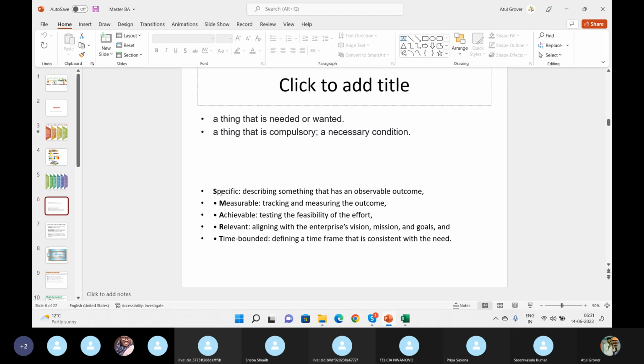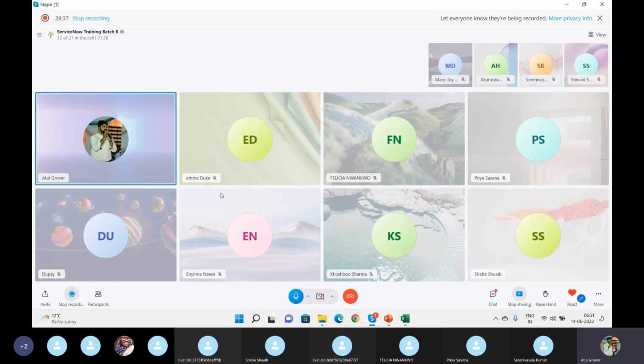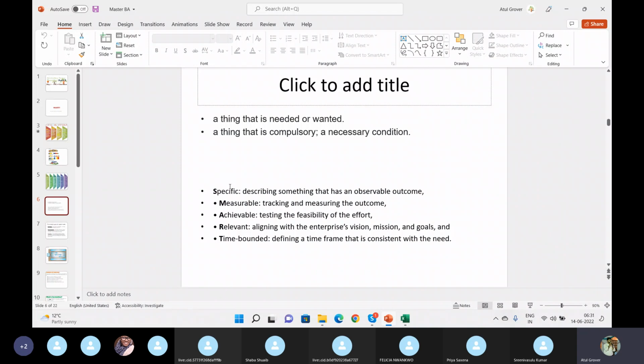Number 1, specific. Your requirement should be specific, with the proper outcome, that is, what you want to achieve from this requirement. Maybe when I say I'm inviting a few friends to my home, 2 are girls and 3 are boys. I want to impress a girl. I want to introduce that girl to my parents. Maybe it's a way to do that. So what specific thing you want to achieve, you have to be clear on that.